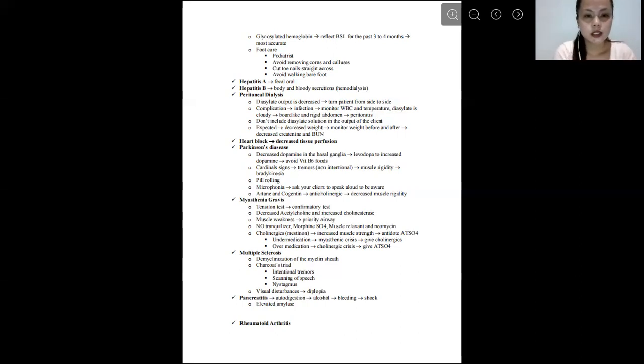Visual disturbances would lead to diplopia. Diplopia is double vision, or seeing double.